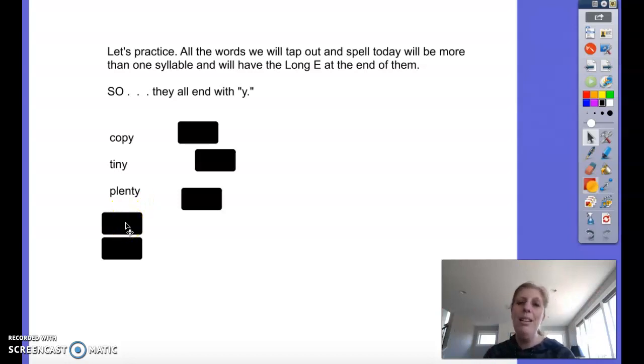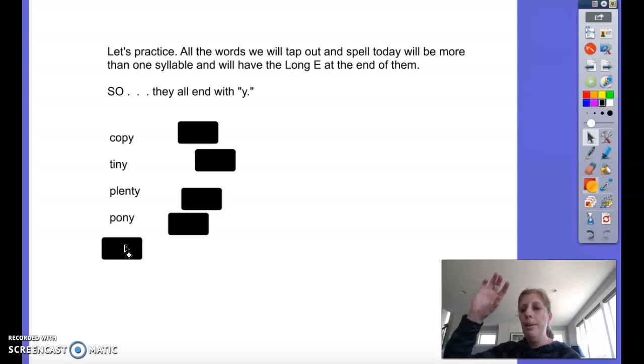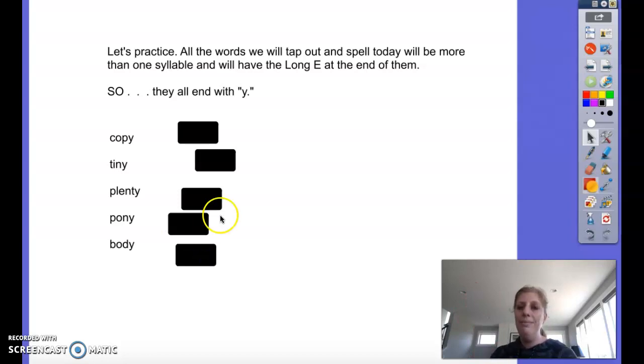The next word, let's try to spell pony. So the first syllable is an open syllable, po, P-O. And the second syllable, N-E, pony, P-O-N-Y. And the last word we're going to spell today is body. B-A-D, E. So bod, B-O-D-Y. All right. Nice job, second graders.